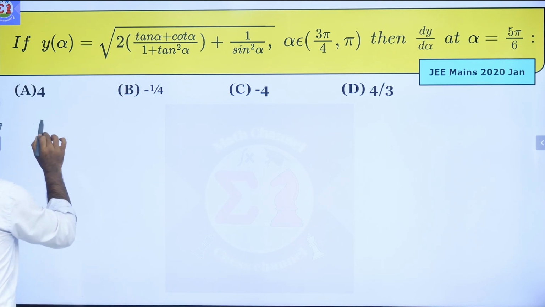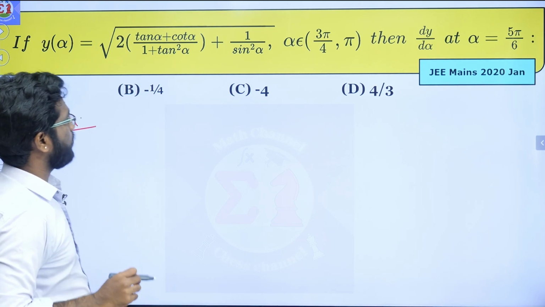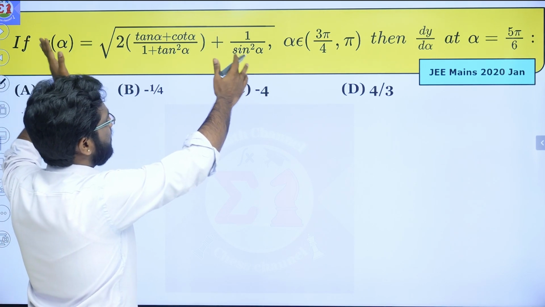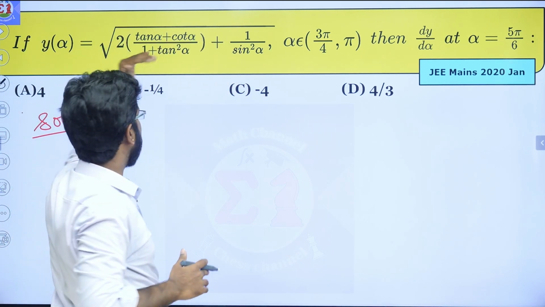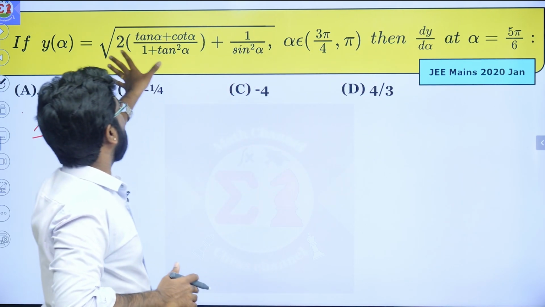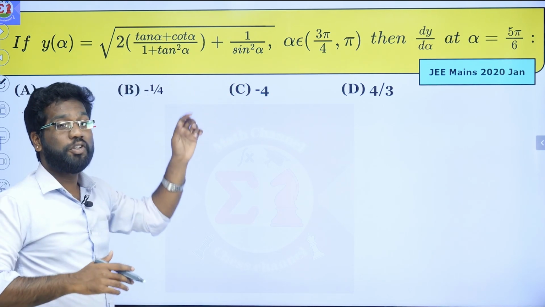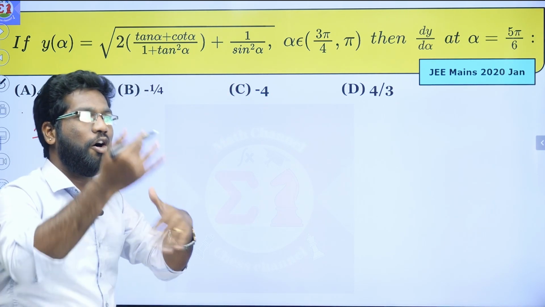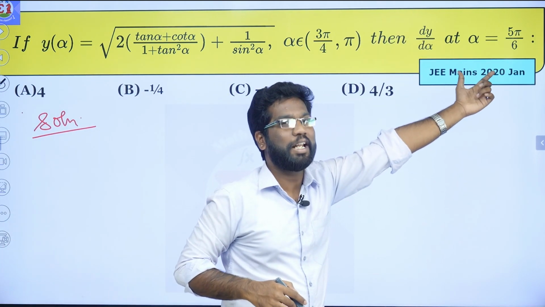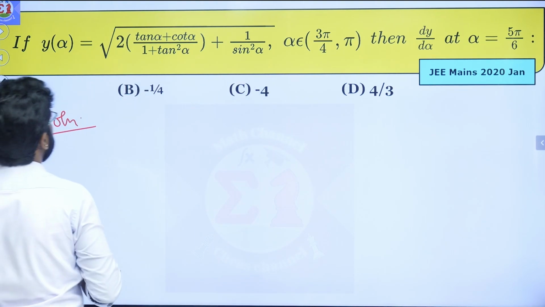So here, the first thing you have to do, my dear students, is simplify this monster equation. They have given one function and they asked us to differentiate it. But now we can't differentiate it, my dear students. It's very complicated. So what are we going to do? We are going to simplify him. After simplifying, we apply the differentiation and we find the value for that particular radian value, my dear students. Come, let's solve it. y of alpha.